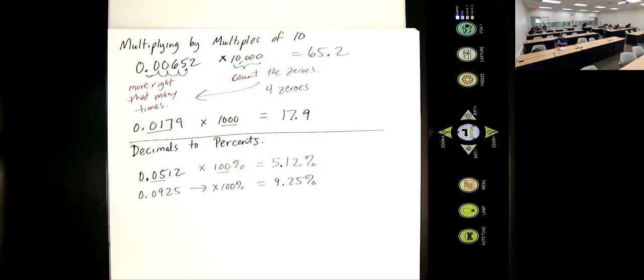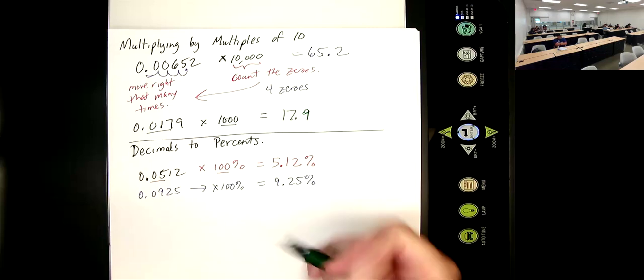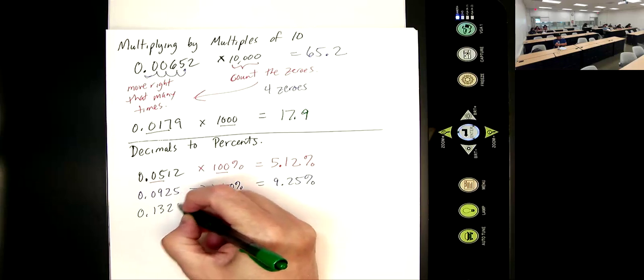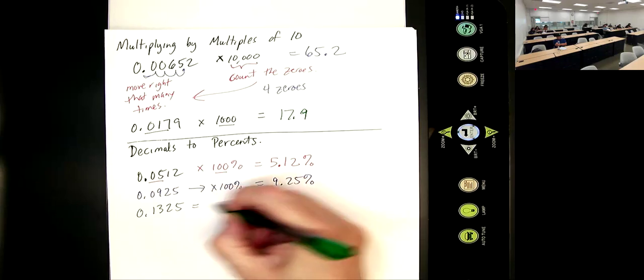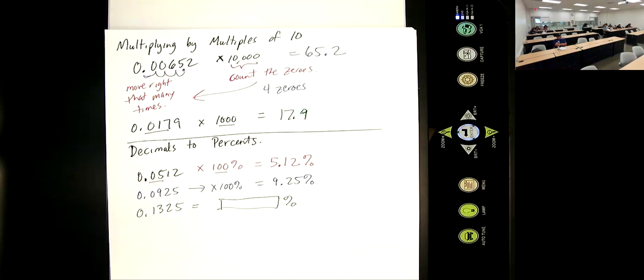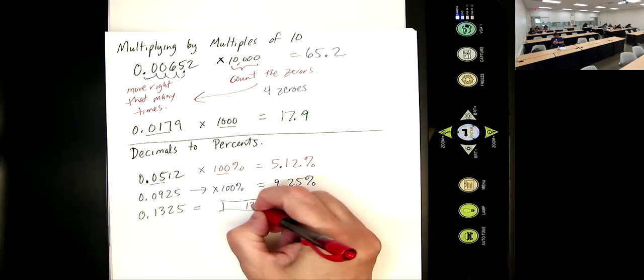If it has the percent symbol, and they might show it like this, that's a good indicator that they want it as a percent. You can almost skip reading the question if you see the percent symbol at the end. But it's probably better not to, you should read it. So that would be 13.25%.